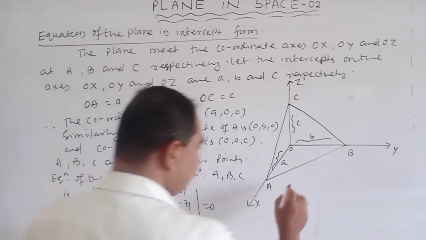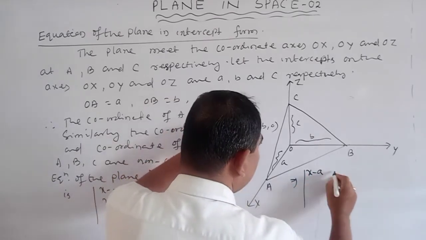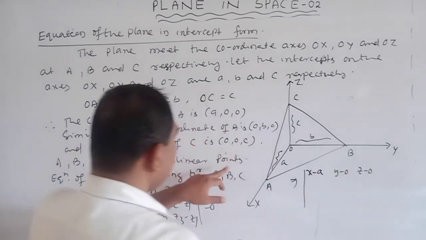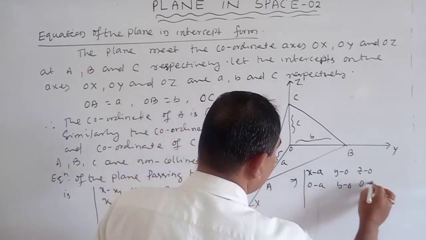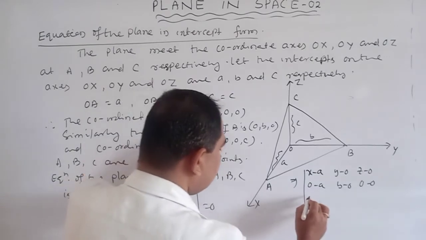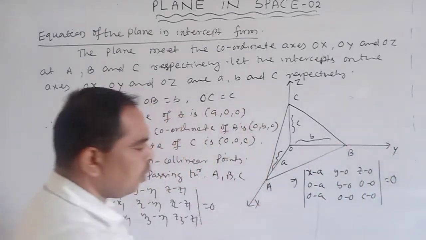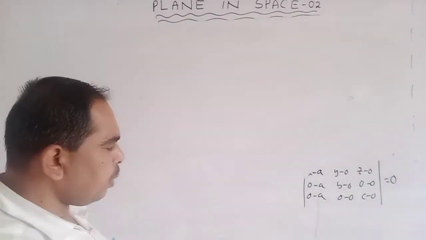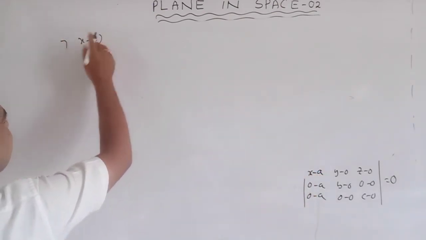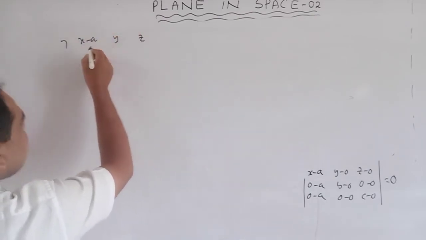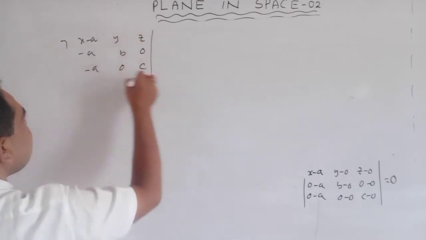Okay? So now the determinant form: x minus x1, x1 is A, y minus y1, y minus 0, z minus 0; x2 minus x1, 0 minus A, b minus 0, 0 minus 0; z3 minus z1, 0 minus A, 0 minus 0, c minus 0 is equal to 0. Expand it. So this implies x minus A, y, z; minus A, b, 0; minus A, 0, c is equal to 0.